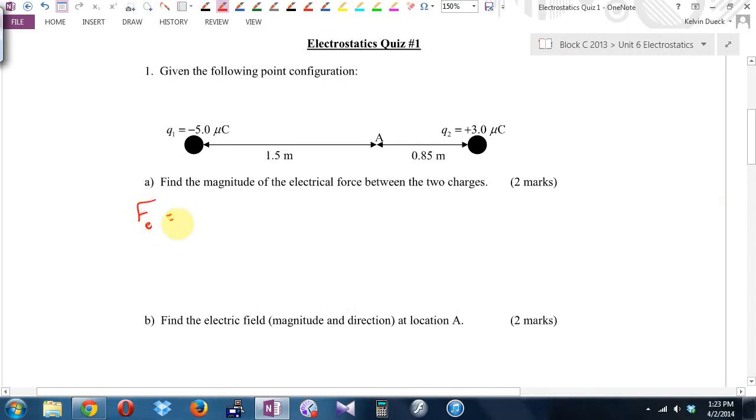My abbreviation for electric force, just like I do gravity, F with a little g, I do electric force, F with a little e. And that's going to be K Q1 Q2 over R squared. I can also find the force by going QE if I know the electric field, but I don't know the electric field, so the meh. It's going to be 9 times 10 to the 9th. The left-hand charge is 5 times 10 to the negative 6.